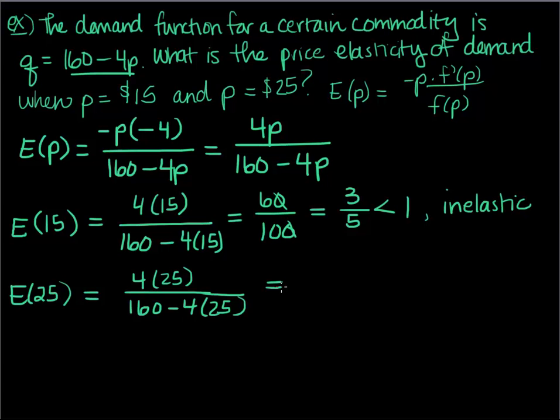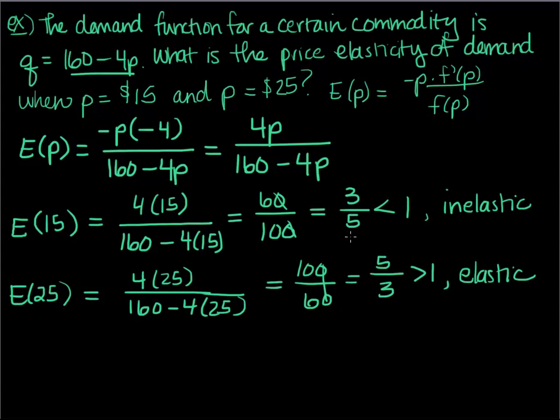Okay, so I get 100 over 60. So it's just the opposite here, or the reciprocal. And I get 5/3, which is greater than 1, which is elastic. So let me explain what these mean. Again, what does it mean to be inelastic? It means a small change in price will result in a small change in quantity demanded.